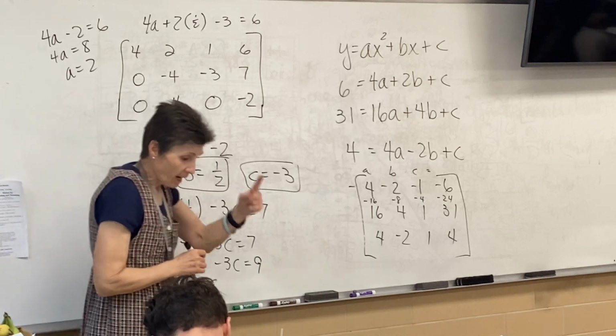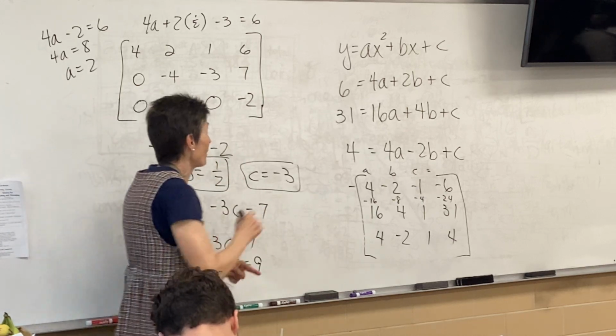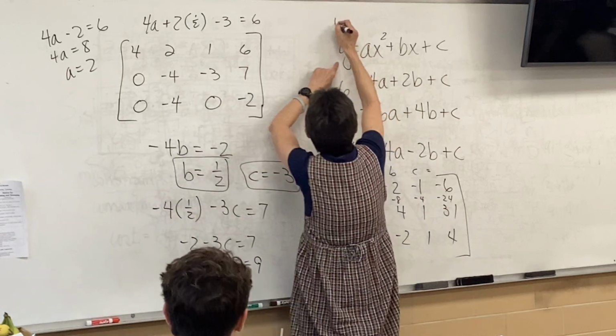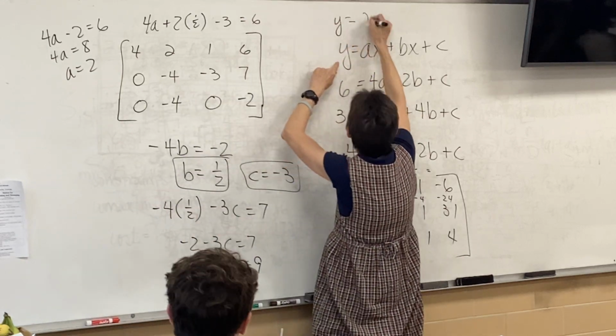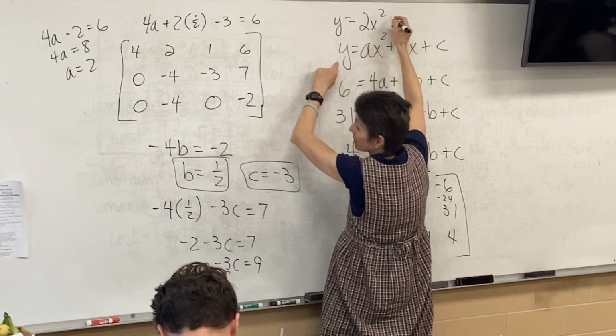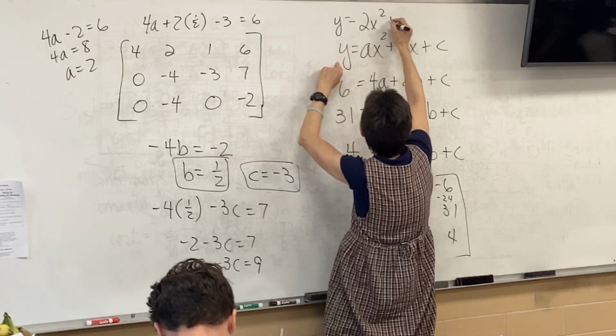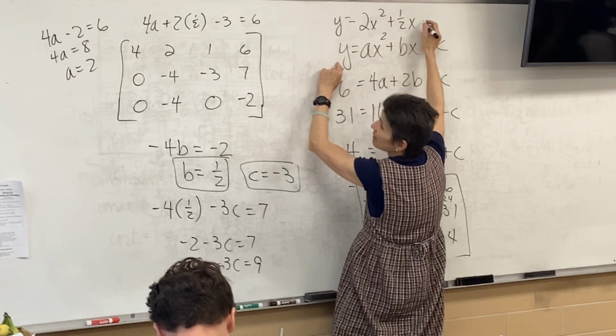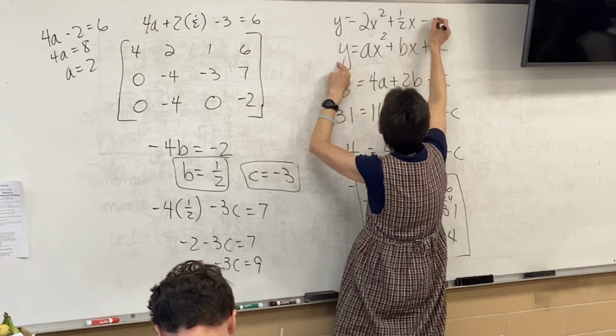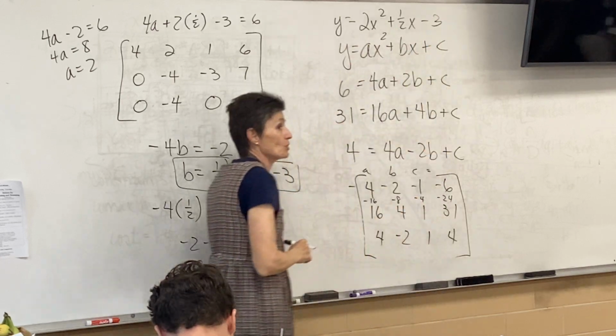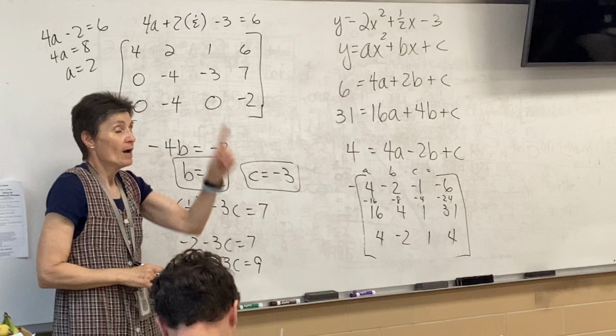So what was our job? Write the equation of the parabola. Go back to the beginning. Y equals 2x squared plus 1/2 x minus 3. And there's the equation of your parabola.